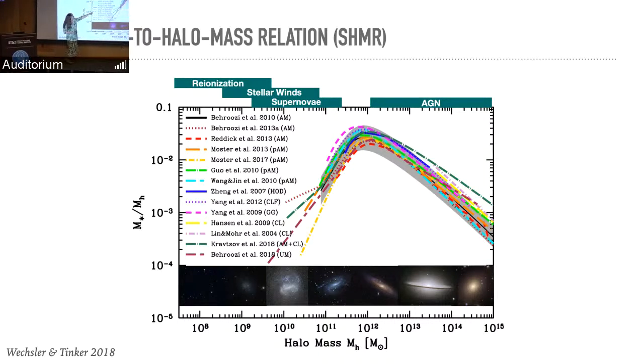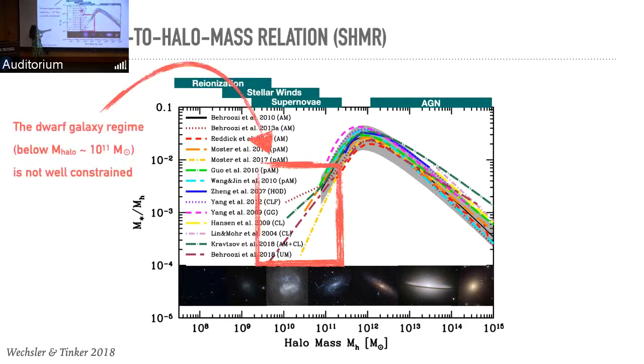And the relation shown here, one of the key results of this field, is that above some halo mass, this relation is fairly well understood, where galaxy formation is regulated, and we kind of think that we understand what's going on. But below this halo mass of 10 to the 11, where the dwarf galaxy regime starts, it's not really well constrained, as you can see here. So these are just extrapolations of many different relations that people derived with lots of data and ideas and models. We don't really understand what's going on here.